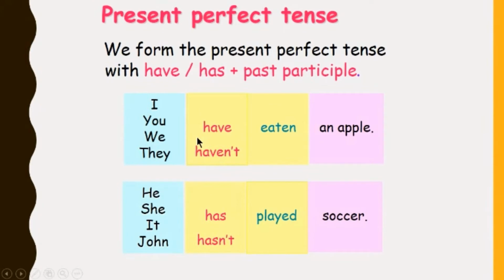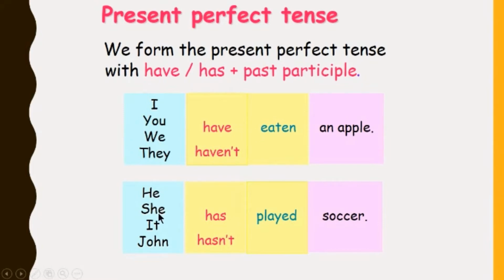Negative, haven't, or full form, have not. Past participle, eaten. This is the past participle. I have eaten an apple. You have eaten an apple. We have eaten an apple. They, negative, they haven't eaten an apple.